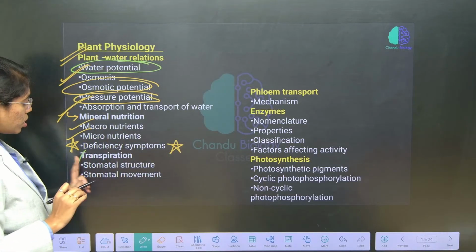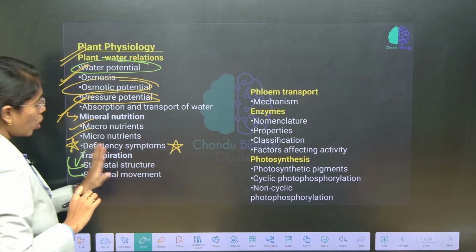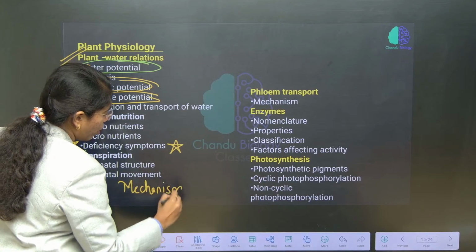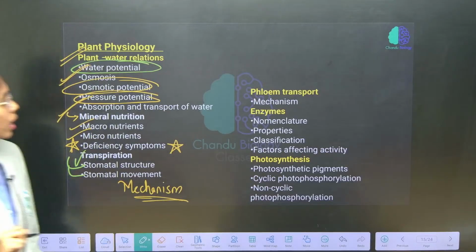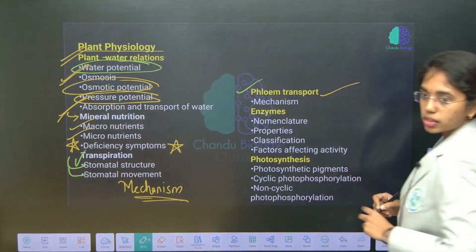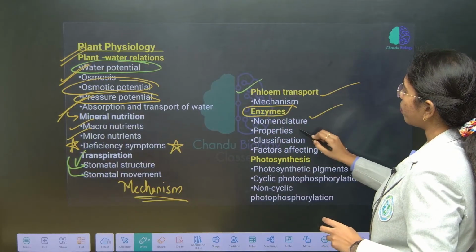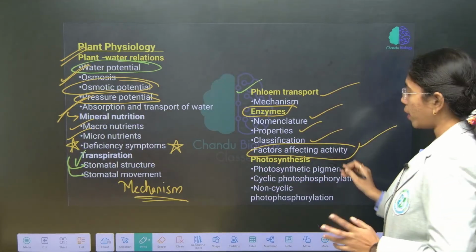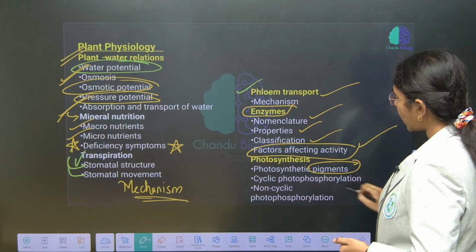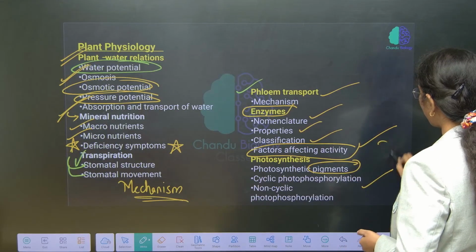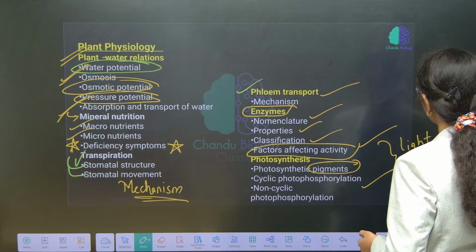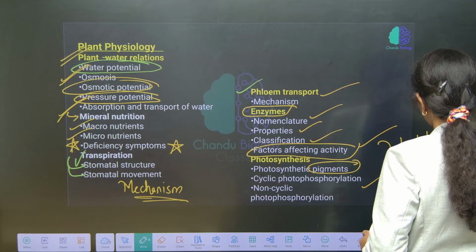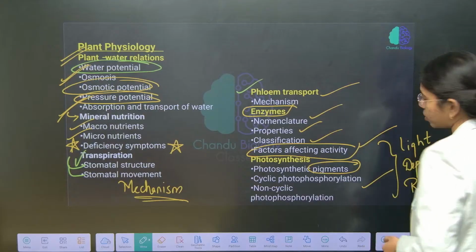Next is transpiration, stomatal structure, stomatal movement. Opening and closing of stomata mechanism is very important. Mechanism of stomatal opening and closing, important. Next, followed by phloem transport, its mechanism, enzymes, its nomenclature, properties of enzymes, classification. Factors affecting their activity is also important, followed by photosynthesis, its pigmentation, cyclic, non-cyclic photophosphorylation, which comes under what? Light dependent reactions. Clear, right?